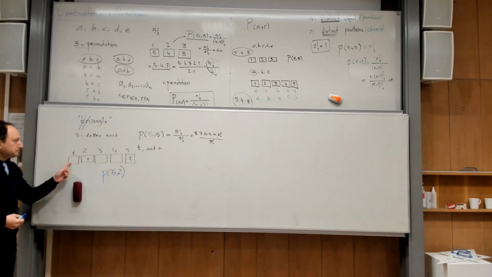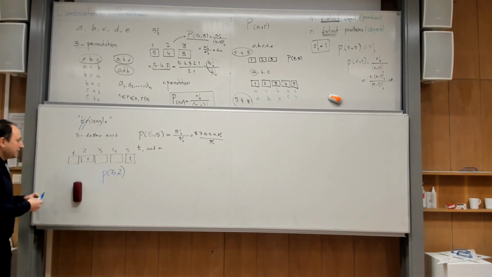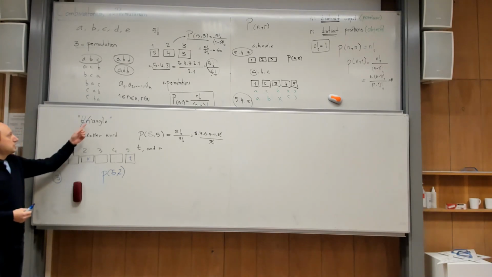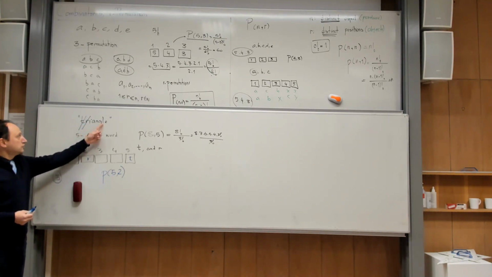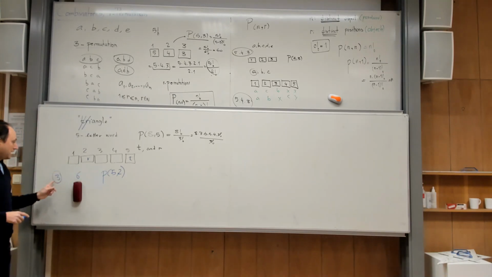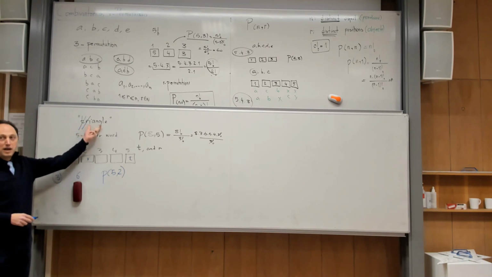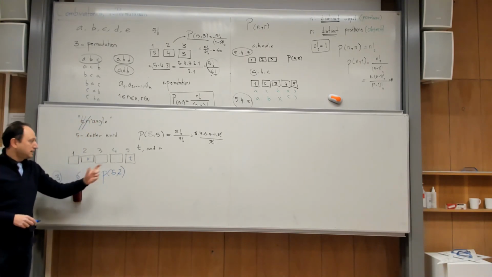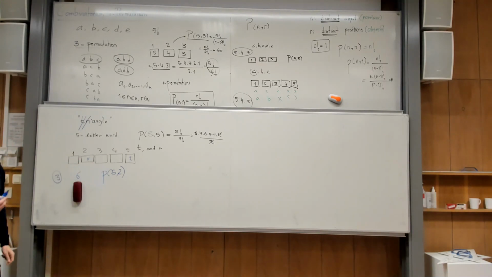Now how many positions do I have? I have 3 empty locations, but how many objects are left? 6. 1, 2, 3, 4, 5, 6. I have 6 objects, but this time I have only 3 locations. So it means that I have to make a choice and then arrange them here. In how many ways can I do that?